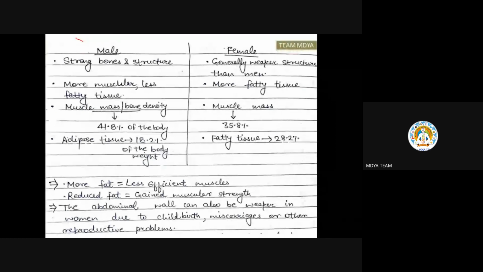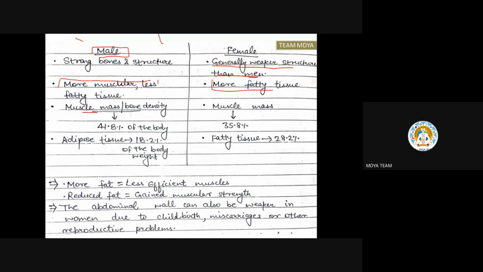So there are some differences in the anatomy of males and females. Males tend to have stronger bones and structure as compared to females, and females generally have weaker bone structure than men. Why is it so? Because females have more fatty tissue in the body and males have more muscles. That's why they have less fatty tissue.